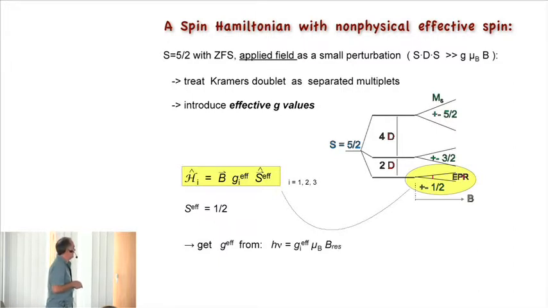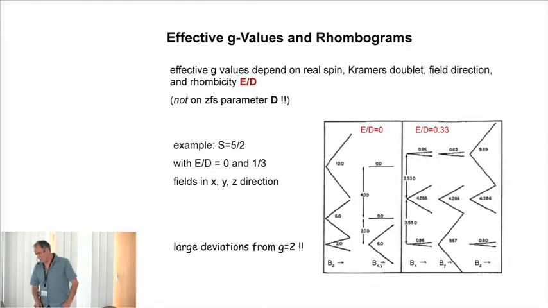That yields again this S operator for the different directions, x, y, and z. So if we take the field in z direction, for instance, we get the normal Zeeman term, where the splitting is the effective g value times mu times the field. And that defines for us the effective g value for this field direction. And what we observe in this effective spin Hamiltonian for Kramers doublets is the following.